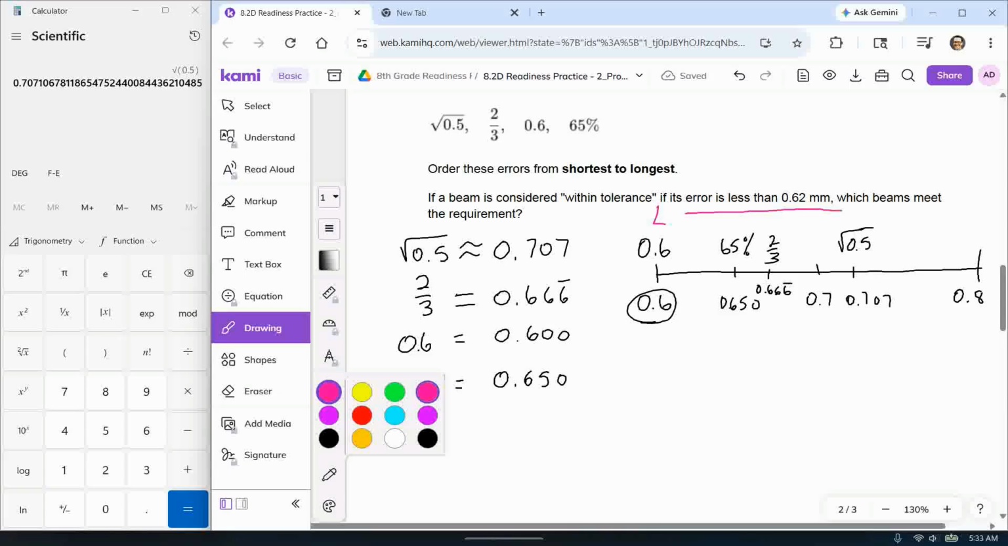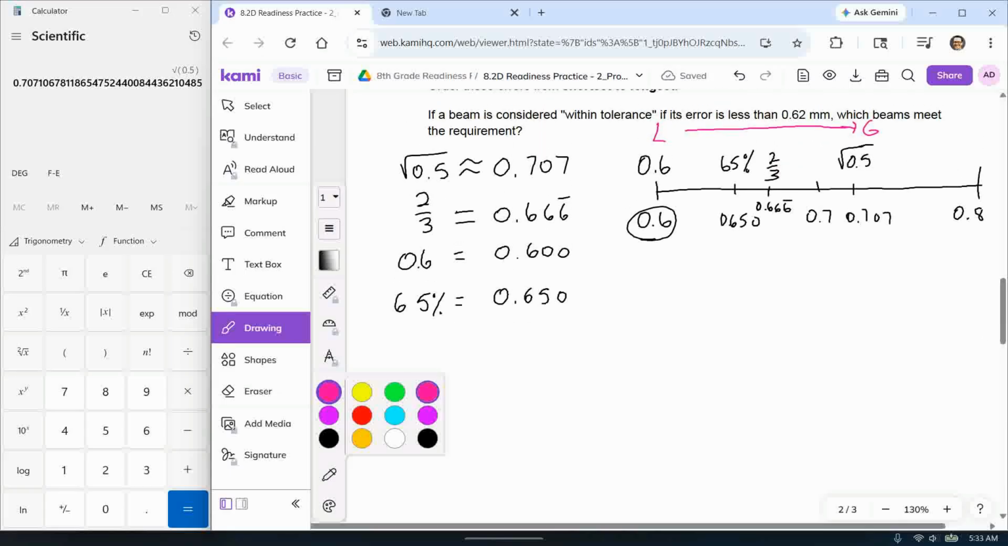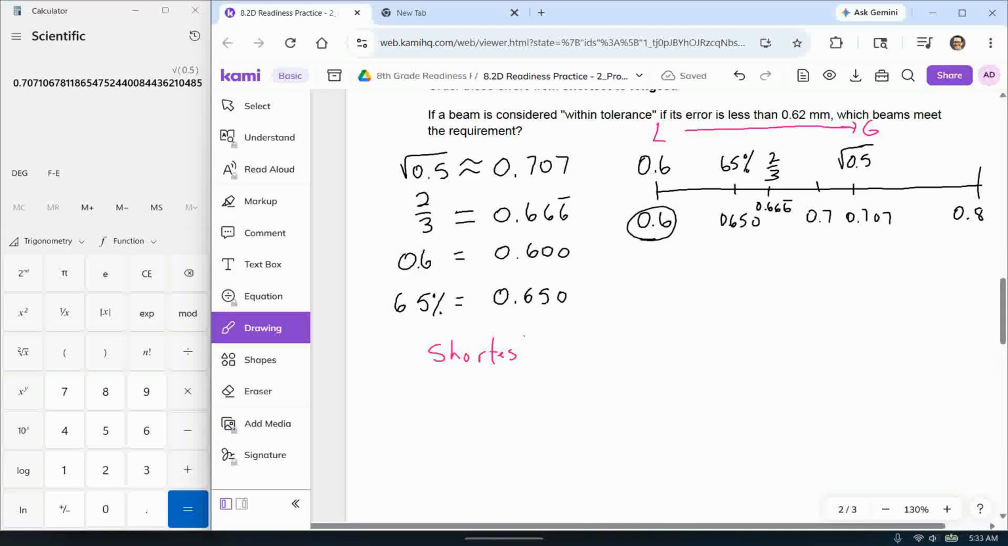Now this automatically does give me the least to greatest. Remember, all number lines, if you do them correctly, will get you your least to greatest. So we can just go ahead and copy that down, because least to greatest is the same thing as shortest to longest. So we did have to interpret that a little bit, but shortest is the least, longest is the greatest. So we're going to put 0.6, 65%, 2/3, and then square root of 0.5.